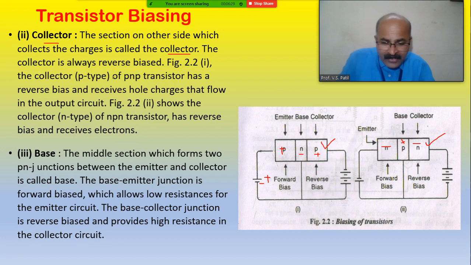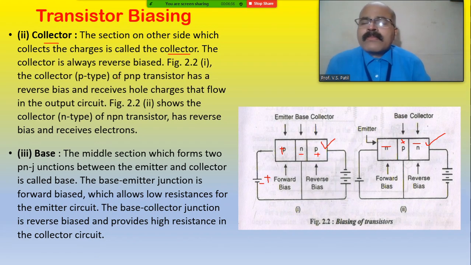See here, as I discuss it in the diagram first. This is positive, this is positive, means the positive charges are repelled. They came in the base section, they neutralize with the majority charge carrier electrons.